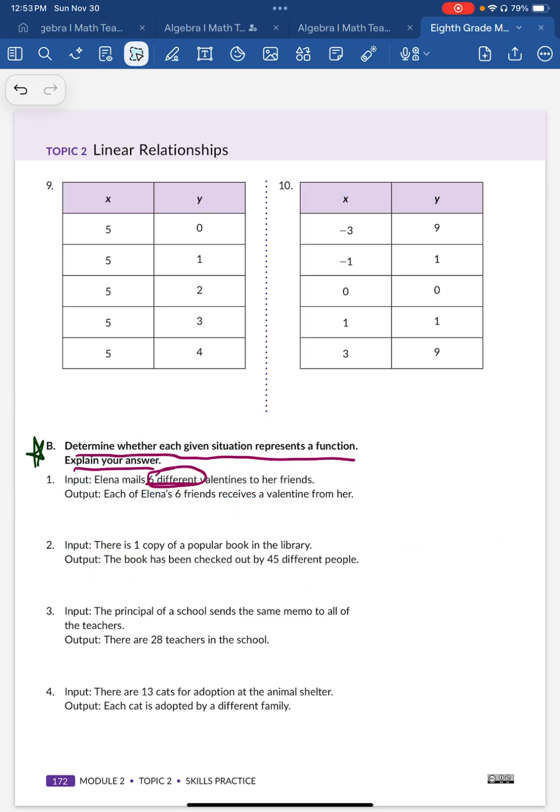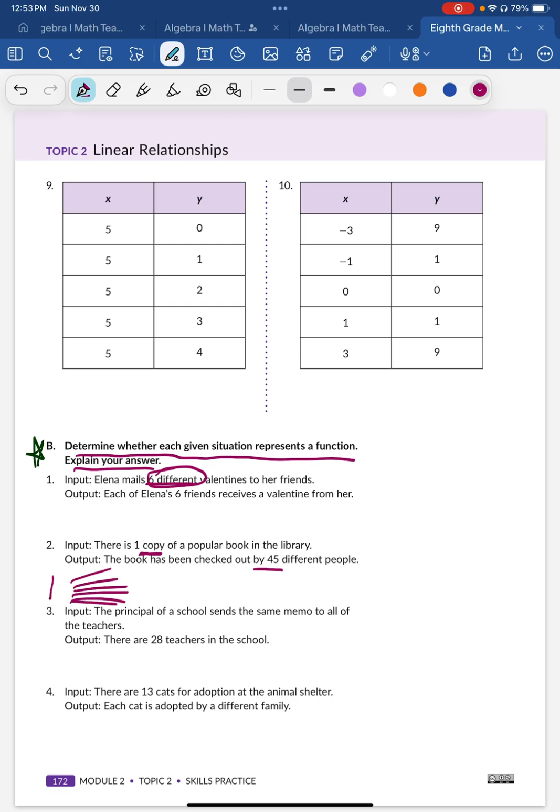Okay, next one. There is one copy of a popular book in the library, and the book has been checked out by 45 different people. So, one book to 45 different people, that is not a function. Okay. The principal of a school sends the same memo to all of the teachers, and there are 28 teachers in the school. So, one memo going to 28 teachers, that's going to be not a function.